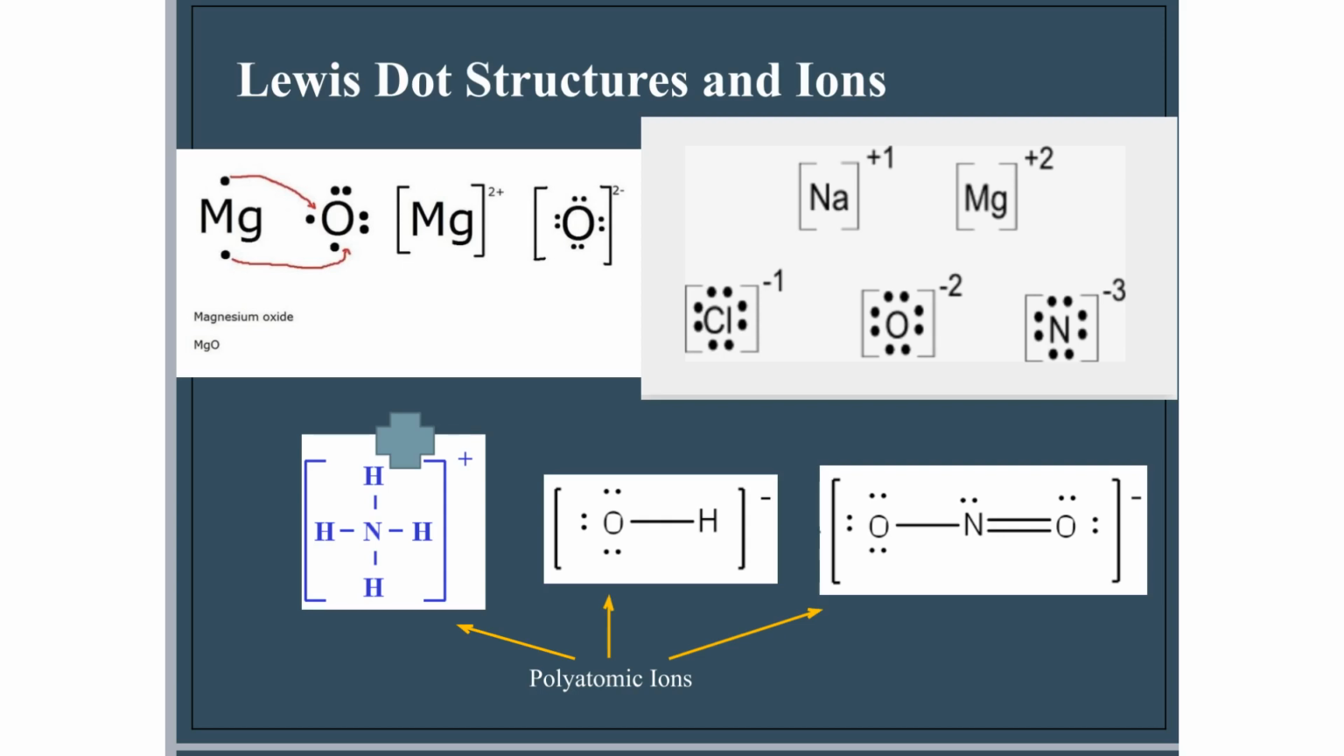Now we can also use these Lewis dot structures to show ionic compounds. And so here, instead of just putting the dots close to each other, we're going to draw an arrow showing where the electron is going. So in this first example, it's going from the magnesium to the oxygen. And it's really that positive charge of the oxygen is attracting magnesium's electrons.